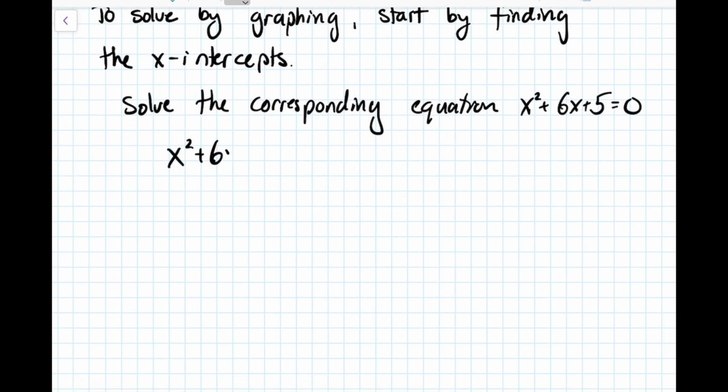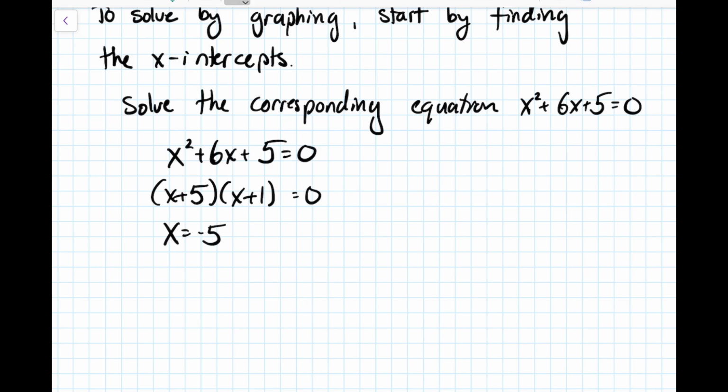X squared plus 6x plus 5, that's pretty easily factorable. So that's going to get us (x plus 5)(x plus 1), which is going to get us our solutions, or our x-intercepts at least, at x equals -5 and x equals -1.